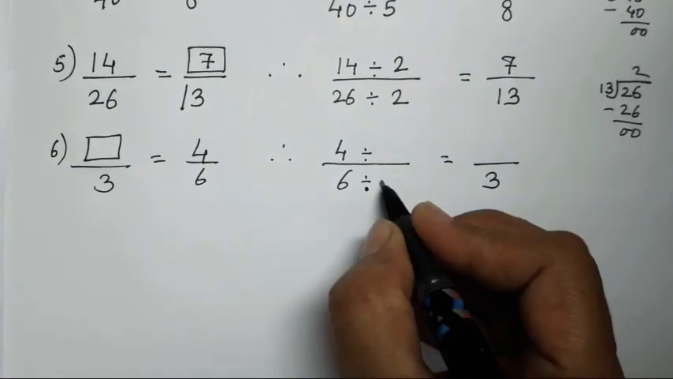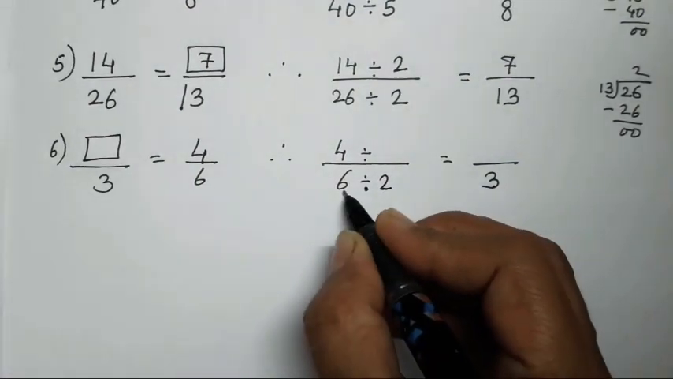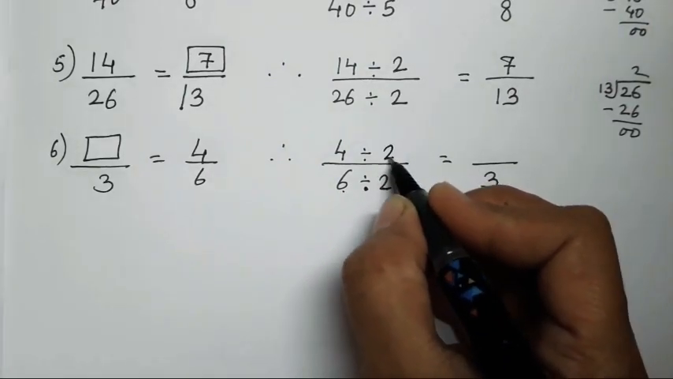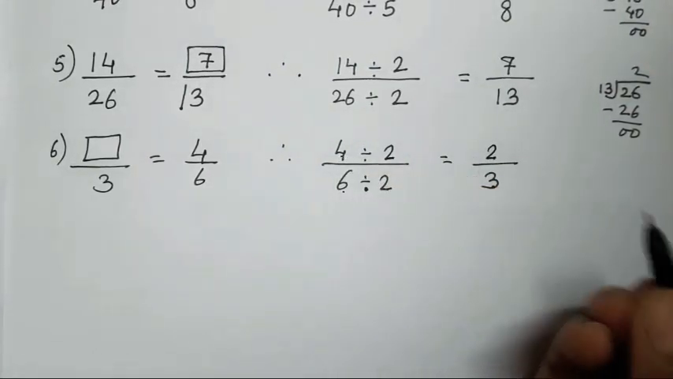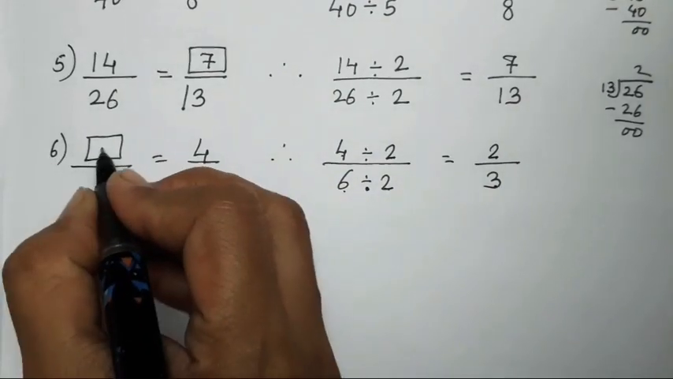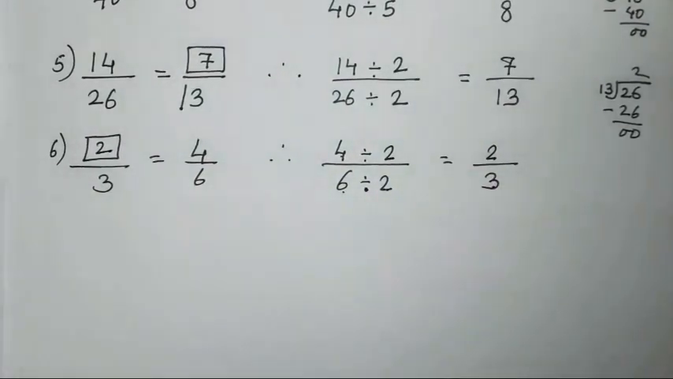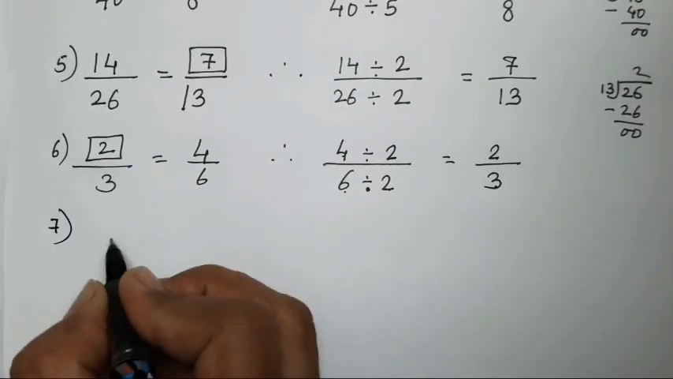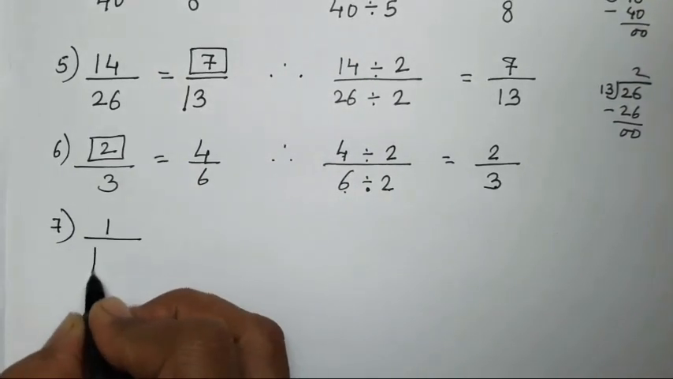6 divided by 2. 2 3s are 6. 2 3s are 6. So divide 2 over here also. 2 2s are 4. Isn't it easy? No need to divide and all. Okay, it is very easy to solve. The seventh sum is going to be: 1 is been given.